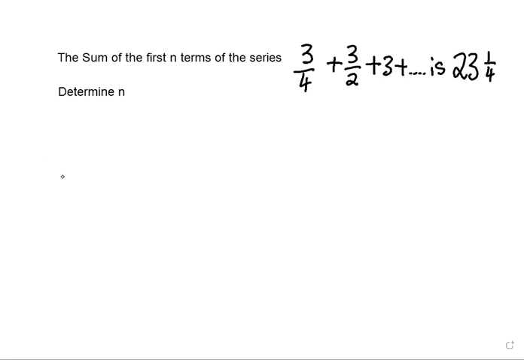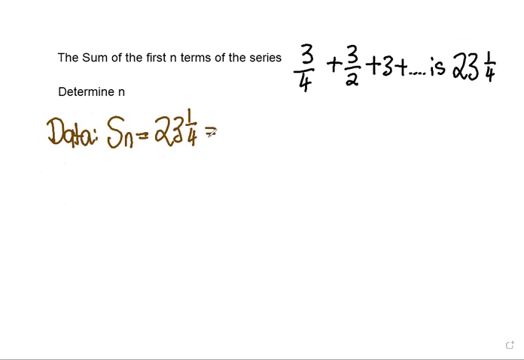Now to start with, you must write your data that you are actually having, right? With regards to your data, this 23 and 1 over 4, what does it represent? It represents the sum of the number of terms. So I'm going to say Sn is equal to 23 and 1 over 4.